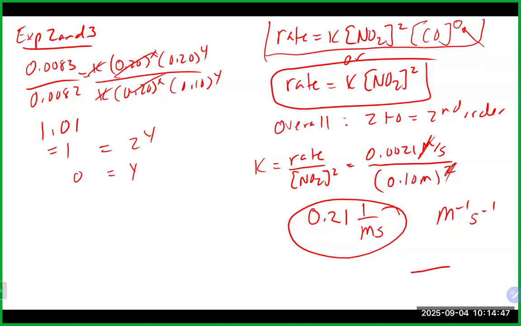Wouldn't Y be? Uh, no, because anything to the 0 order will equal 1.